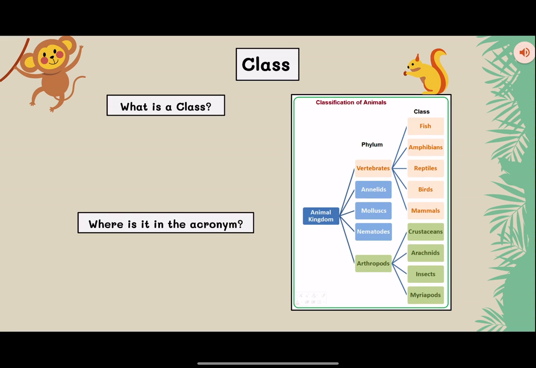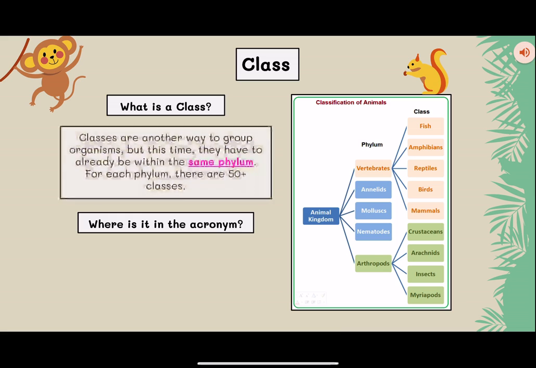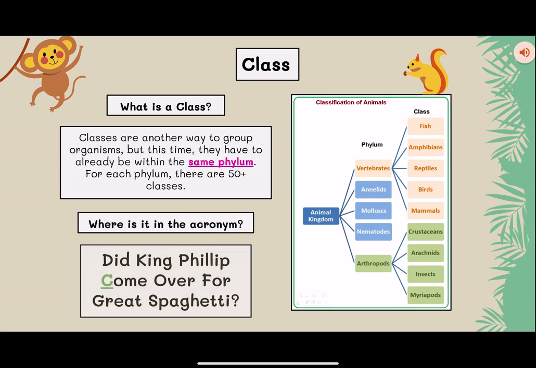The class. What is a class? Classes are also another way to group organisms, but this time they already have to be within the same phyla. For each phylum, there are more than 50 classes. Where is it in the acronym? Did King Philip come over for Great Spaghetti? It is the first letter of the fourth word in the acronym, since it is the fourth level in the taxonomy pyramid.